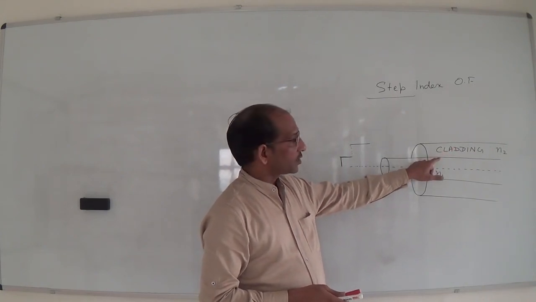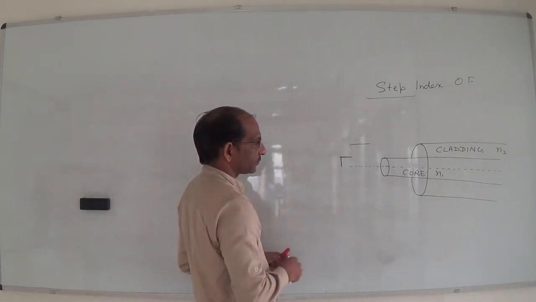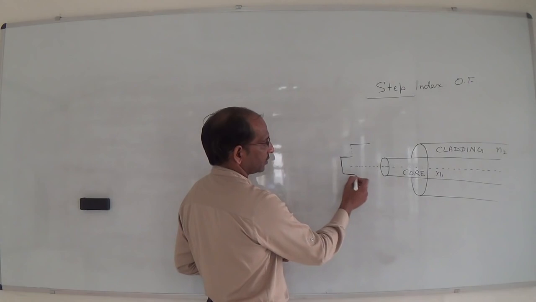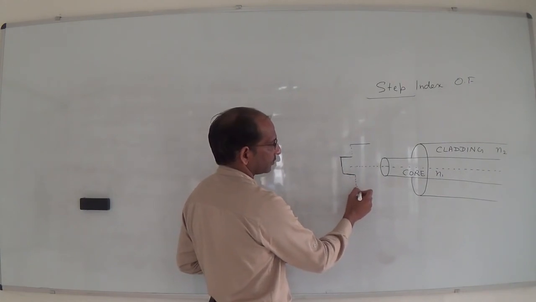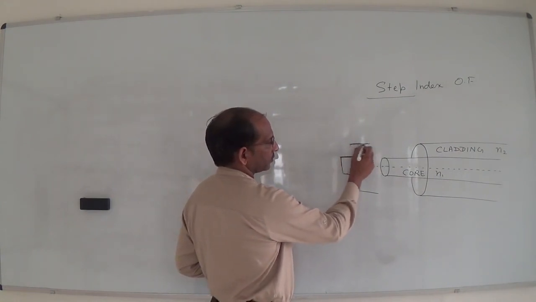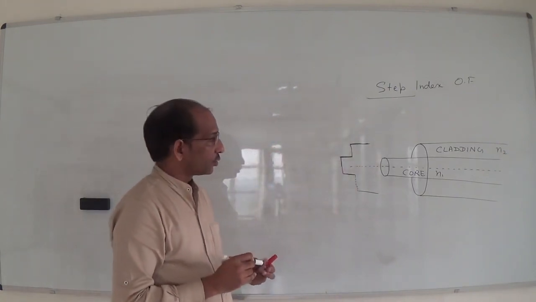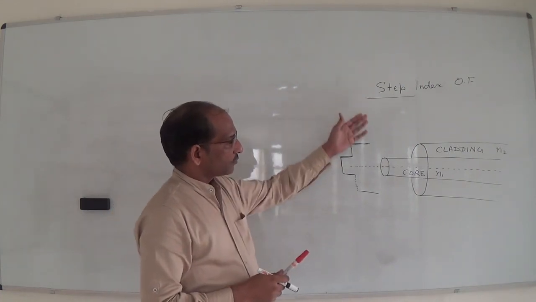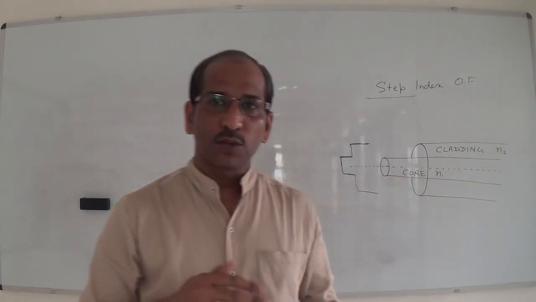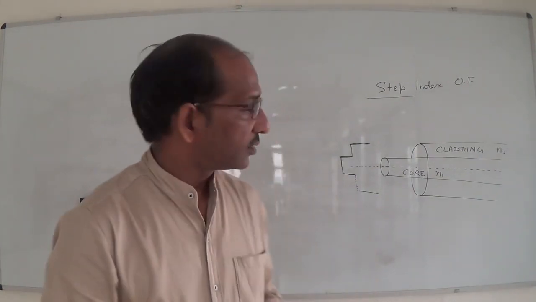A sharp change can be observed, and that can be explained on the basis of this picture. Like this, and this is the change. In terms of these steps, it ends here and then it sharply changes. So in step index optical fiber, the refractive index of the core remains constant throughout the core and then abruptly changes at the core cladding interface, and that is N2.